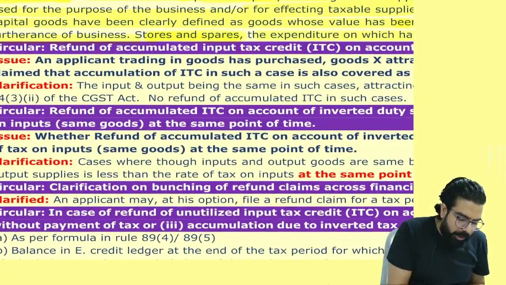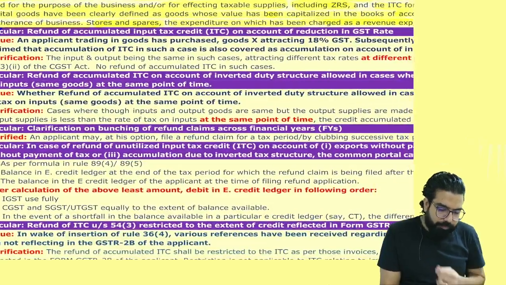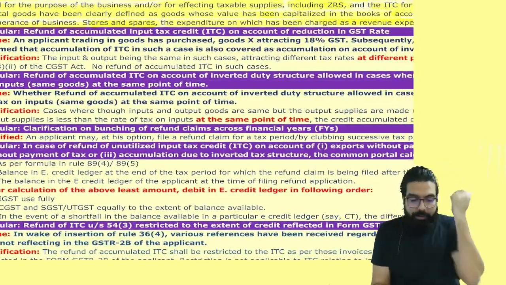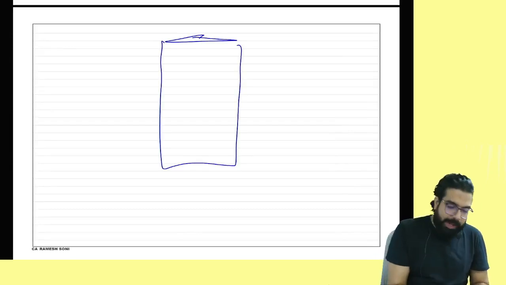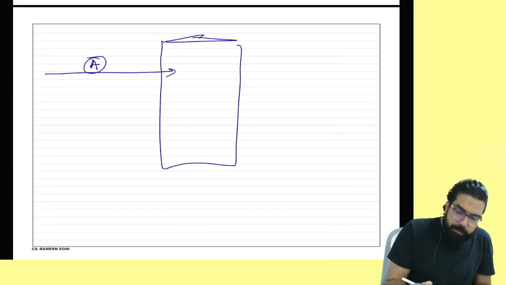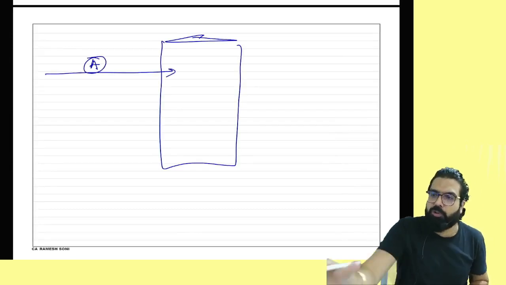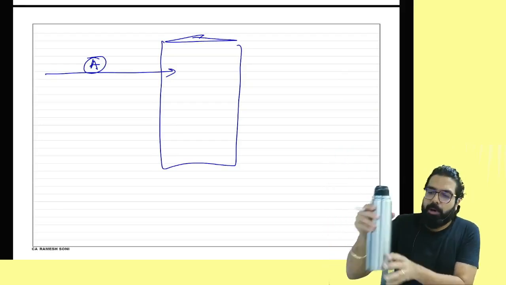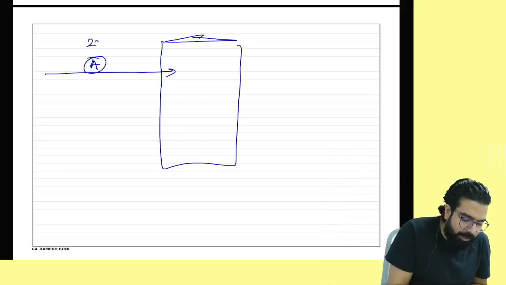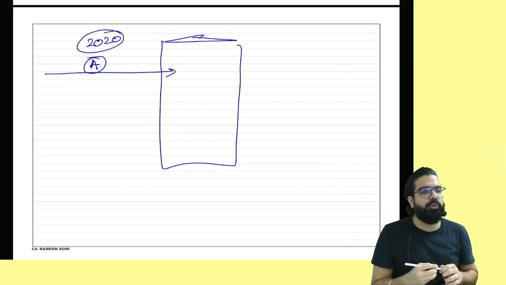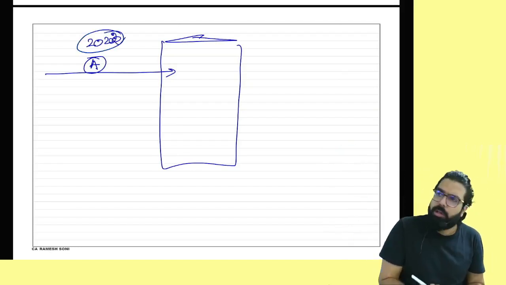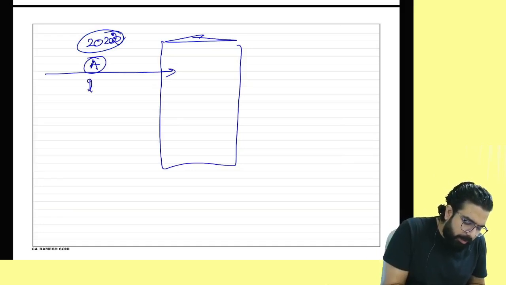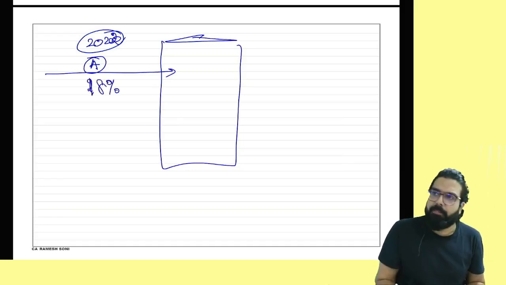Everyone over here now. The next one over here. Chalo, people, tell me one thing. Ready everyone? I went ahead and bought one product A. Product A, I went ahead and bought, supposing I bought this bottle. I bought this bottle in the year 2022. The rate of GST was 18%.